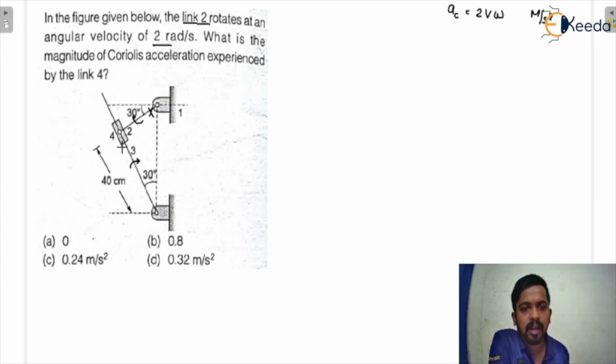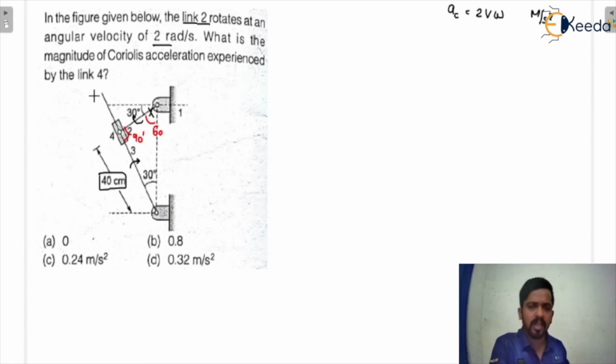Now the second thing: no linear velocity is given of the slider. So how can we calculate the magnitude of the Coriolis acceleration if nothing is given? See here in the diagram, this length is 40 centimeter. This angle is 30, this is 30, that means it would be 60 degrees. If this is 30, it is 60, and that would be 90 degrees, and the question is solved.